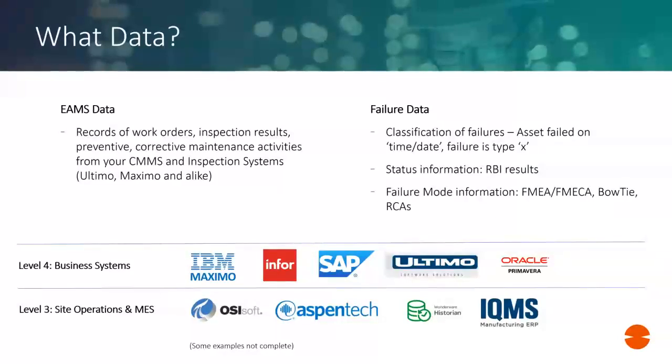But to prevent outages, in addition to the process data, you also need access to records of work orders, inspection results, preventive and corrective maintenance activities from your CMMS systems and inspection systems that are typically at level 4 in the automation pyramid. Next to the process data and the data from your CMMS systems, you also need access to failure data, but this is often not stored in a standard way. So there are few vendors that also provide you with databases to store failure information in.